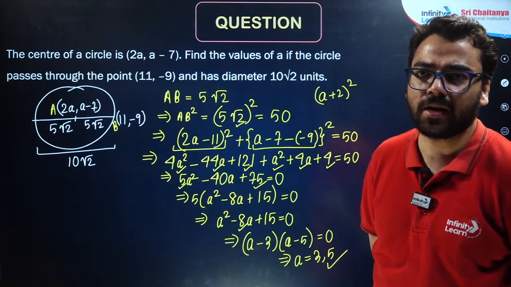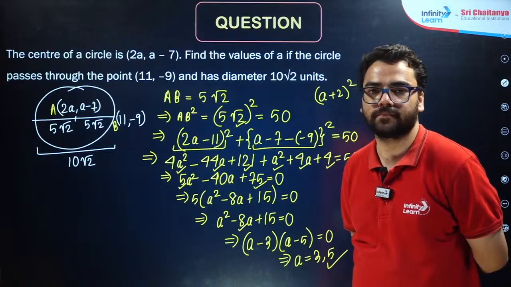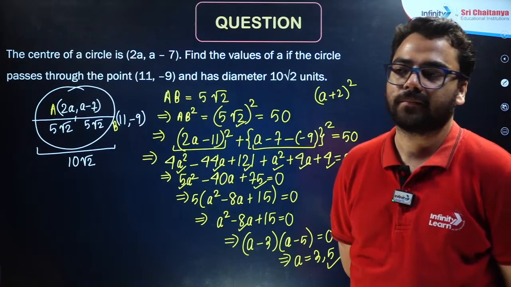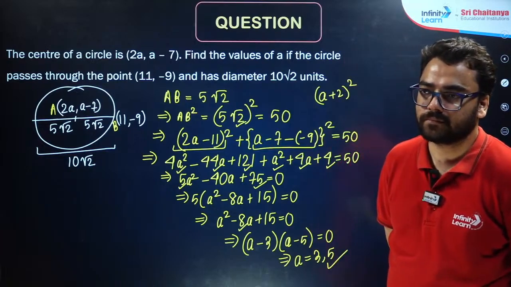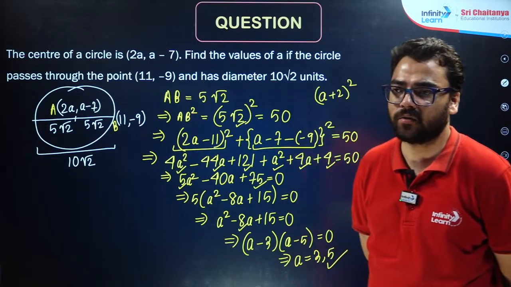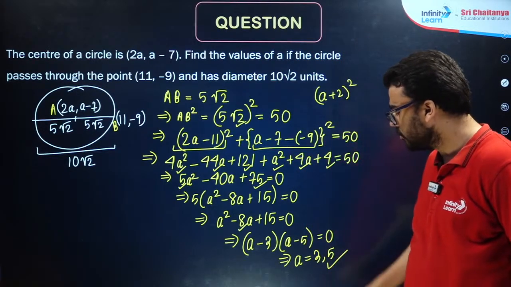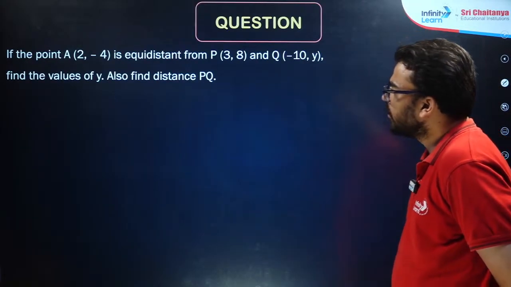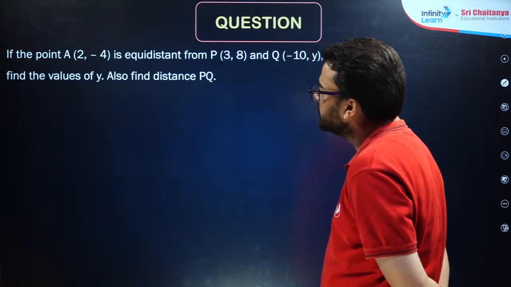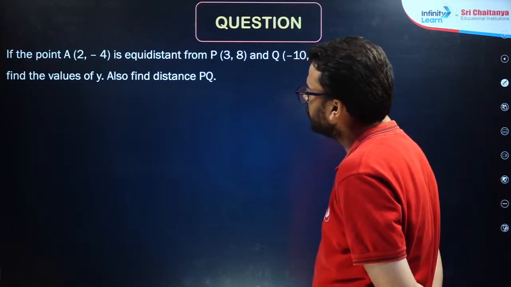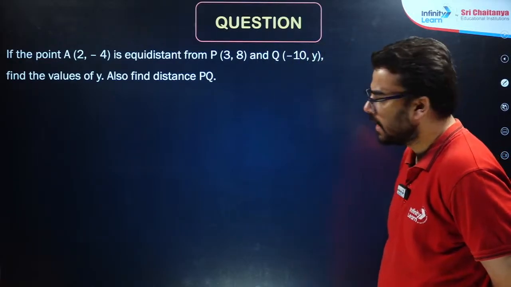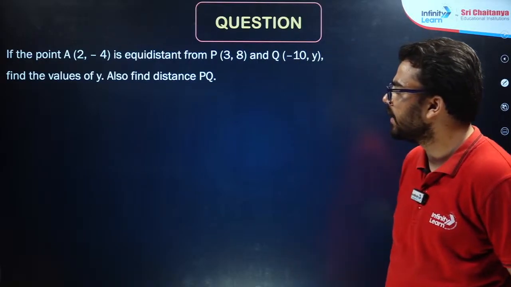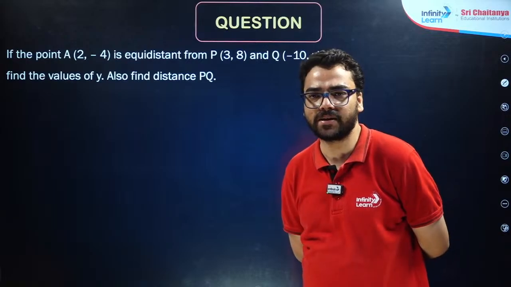Any doubt in this question, guys? Right? So this is the answer over here. a is equal to 3 or 5, both will be correct. Now try doing this one. If this point is equidistant from these 2 points, then you have to find the values of y and also find the distance PQ. This point is equidistant from the points P and Q. So you have to find the values of y and also you have to find the distance PQ.